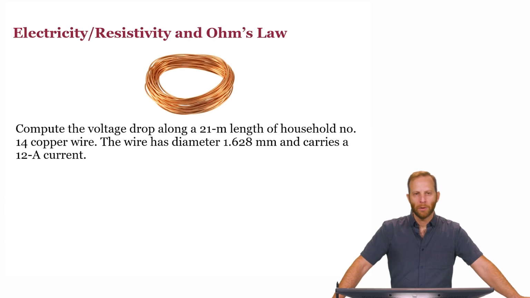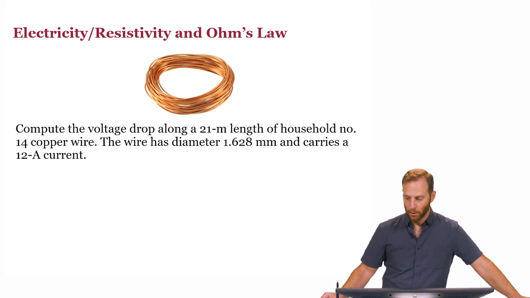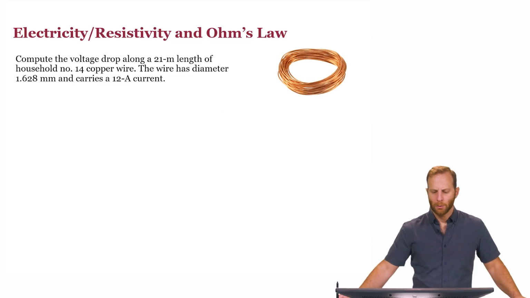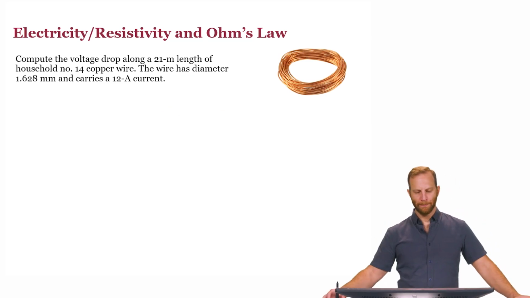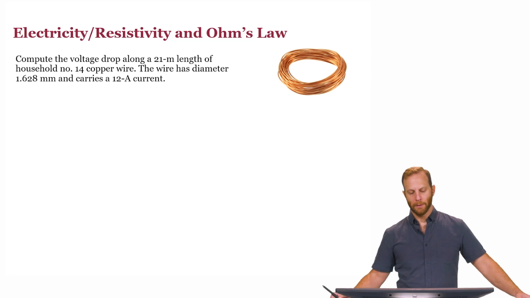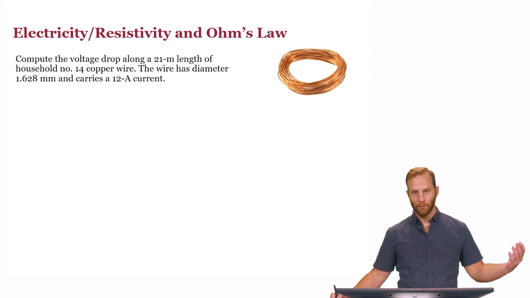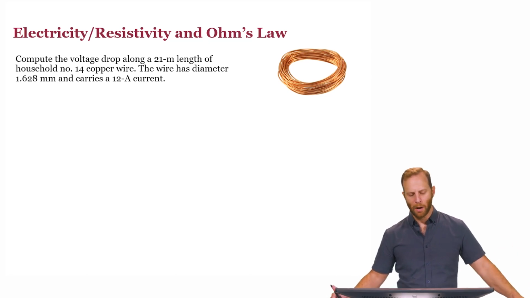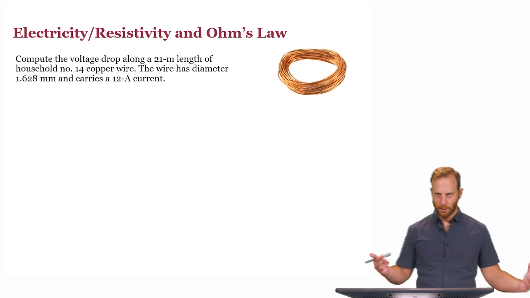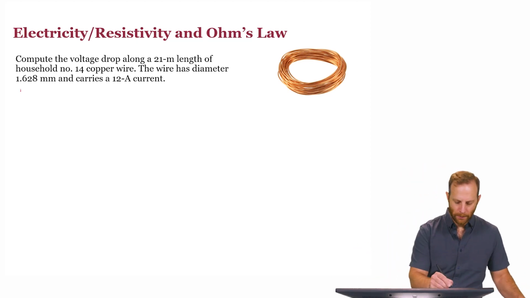In this problem, we are supposed to compute the voltage drop along a 21-meter length of household number 14 copper wire. The wire has a diameter of 1.628 millimeters and carries a 12 amp current. So as soon as we start dealing with amperage and a voltage drop and a length of wire and a thickness, there are several concepts that we probably are going to need.